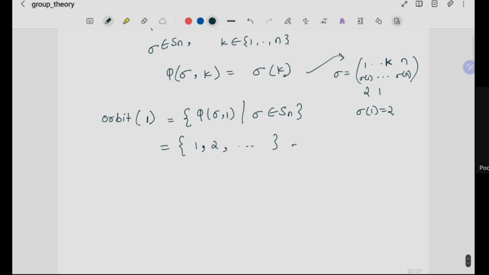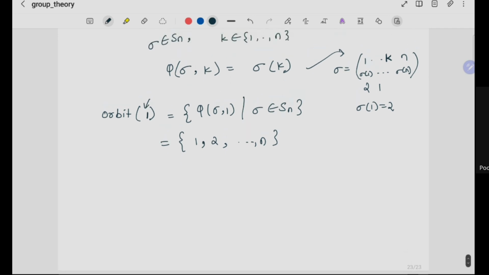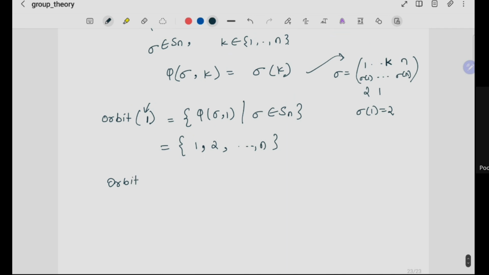So it is for this entire set. For different sigma, we can find different orbits. For different elements, we can find different orbits. Each sigma is sending your element 1 somewhere. Orbits are defined for x in X. So G is acting on X, then orbit of x.